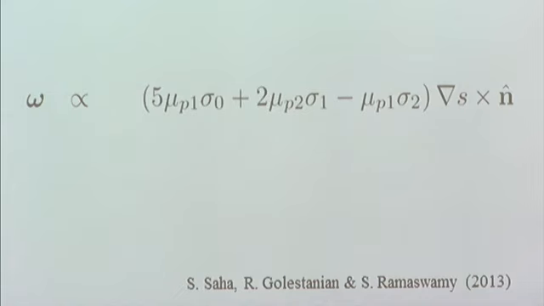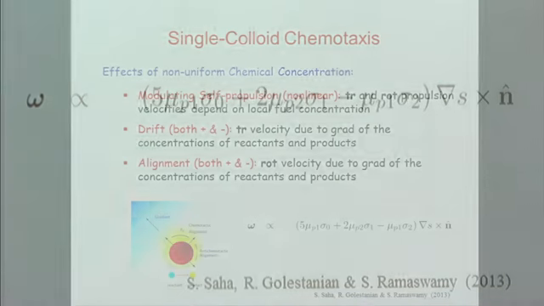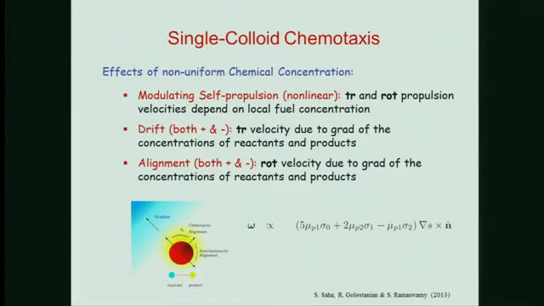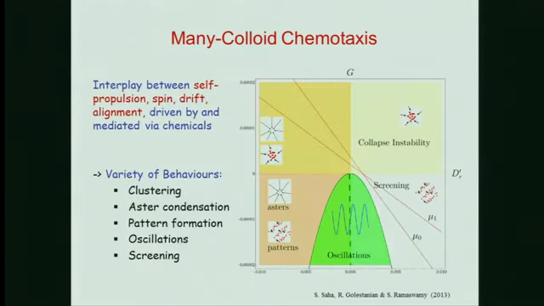The only point of this is that if you actually do the calculation, you can see that by changing these parameters, let's say mu1 and mu2, the first and the second moment, you can change the sign of the response from chemotactic to anti-chemotactic. Once it's rotating towards or against, it will add to the behavior, but in a complicated way because it's coupled to n. So putting all of these together, remember we have self-propulsion, spin, drift, and alignment, which is all driven by and mediated by these chemicals.